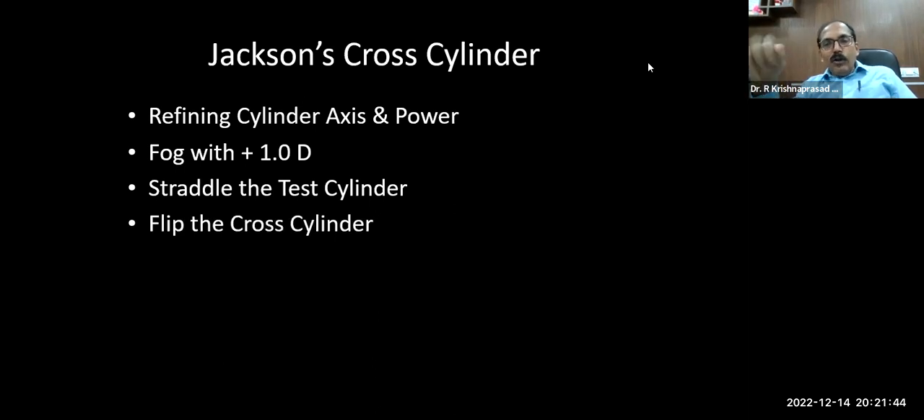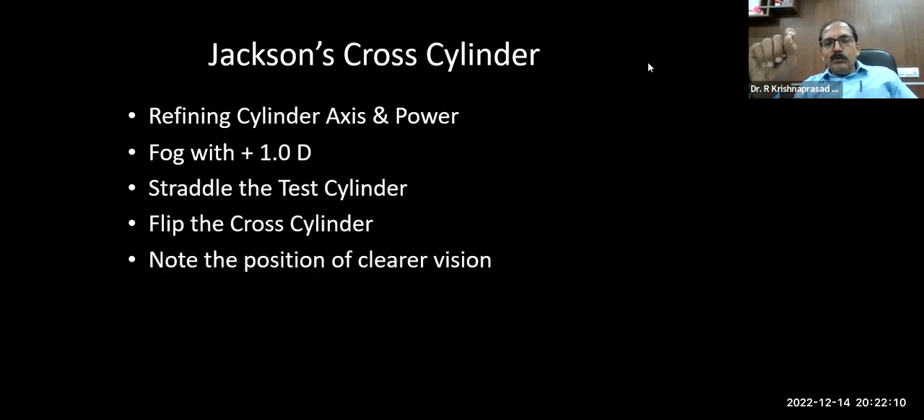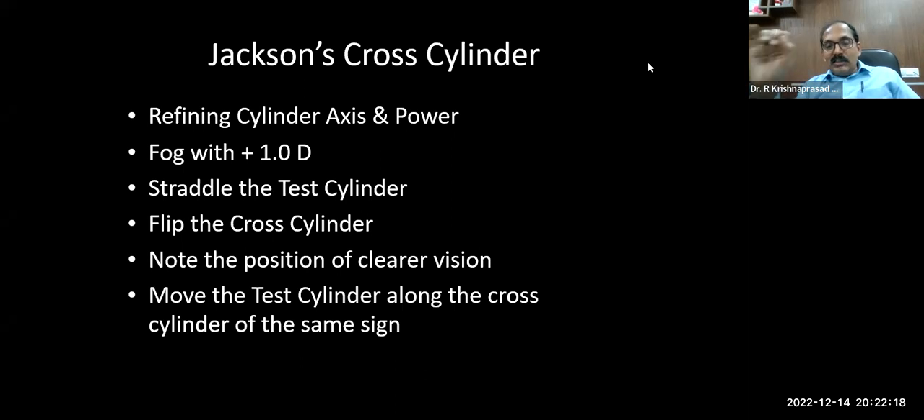And then you flip the cross cylinder. You turn it by 180 degrees so that the green, which was on the right side, becomes the left, and the red, which was on the left, becomes the right. So they swap positions. Ask the patient to again look at the vision chart and to remember which of these two positions was clearer. Okay. Then note the position of the clearer vision, that means where is the plus and where is the minus. Then you need to move the test cylinder along the cross cylinder of the same sign.